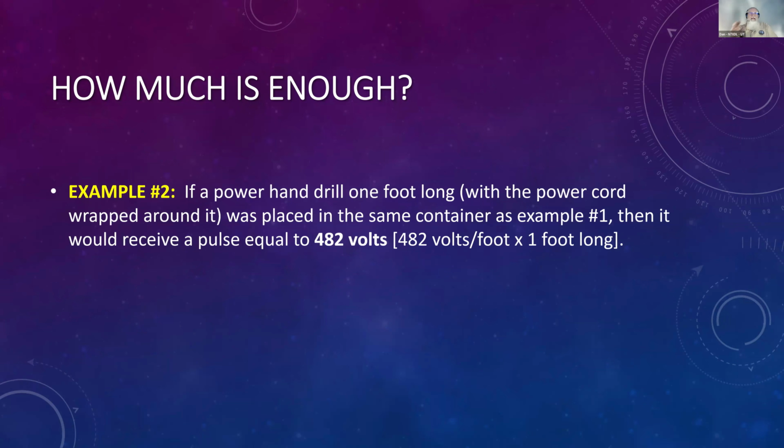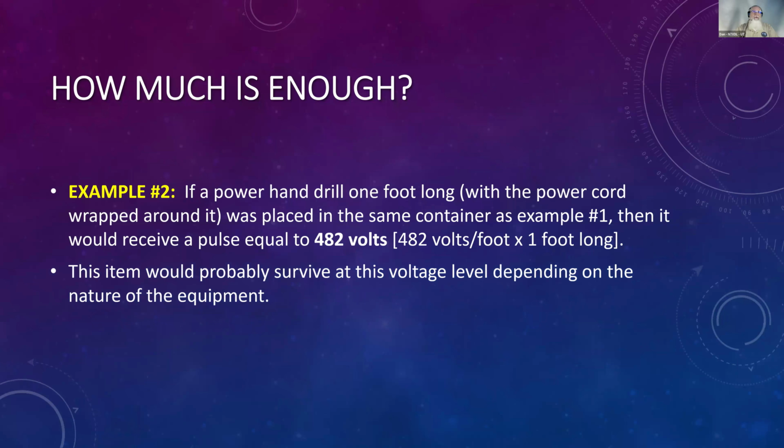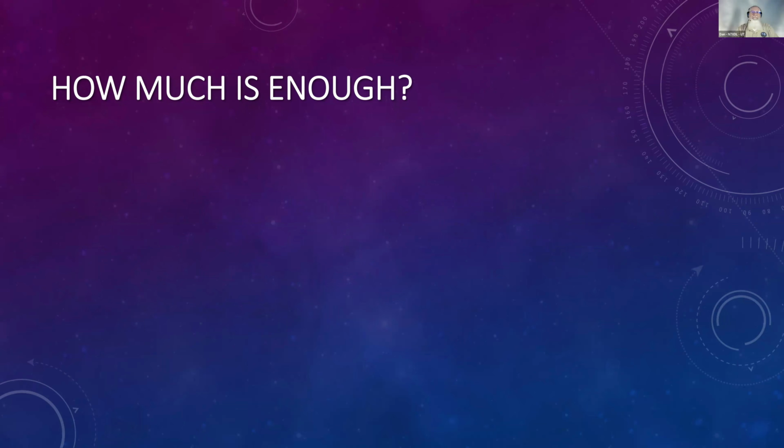Example number 2: if a power hand drill that's about 1 foot large, with the power cord wrapped around it, was placed in the same container, then it would receive a pulse equal to less than 500 volts, which the item would probably survive because it is an electric motor and it typically could survive a 600 volt spike.